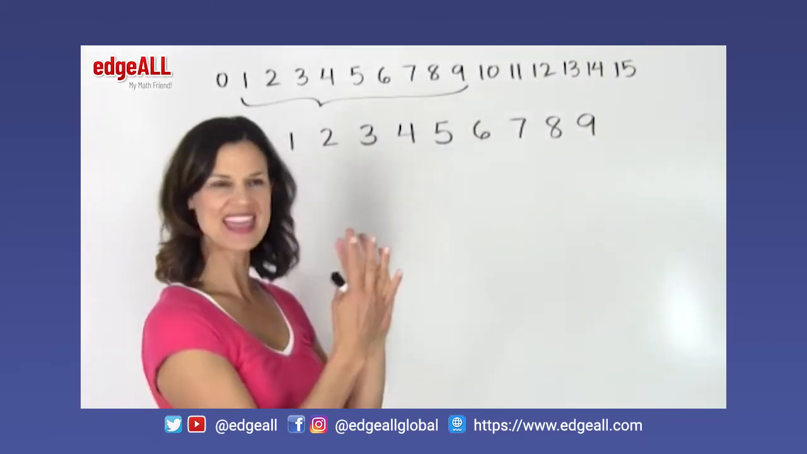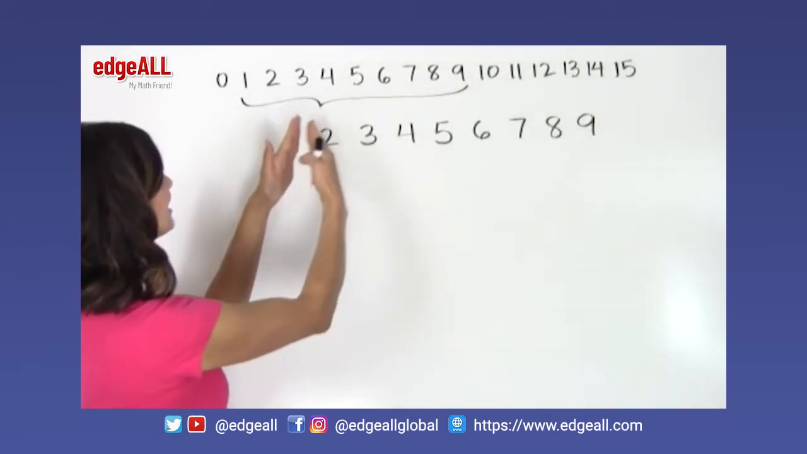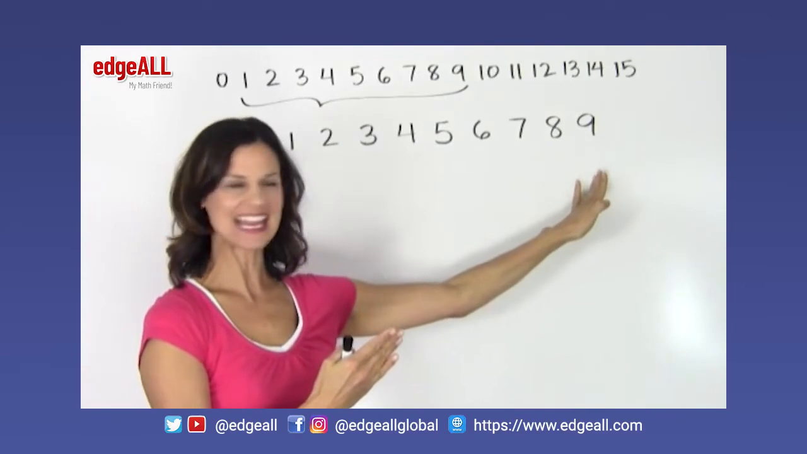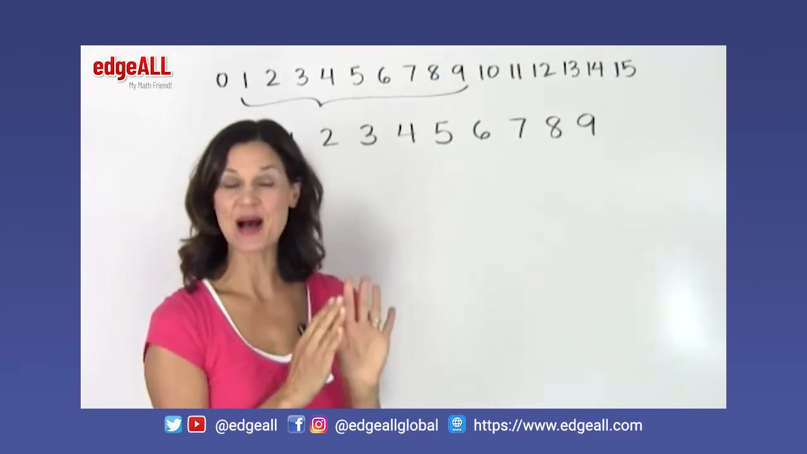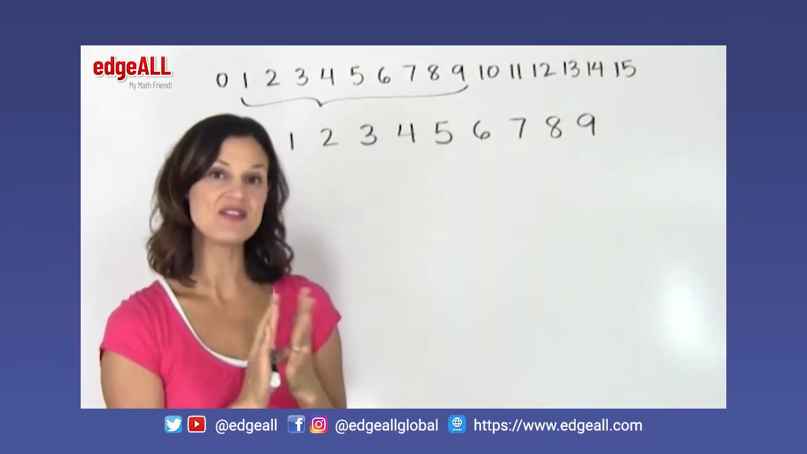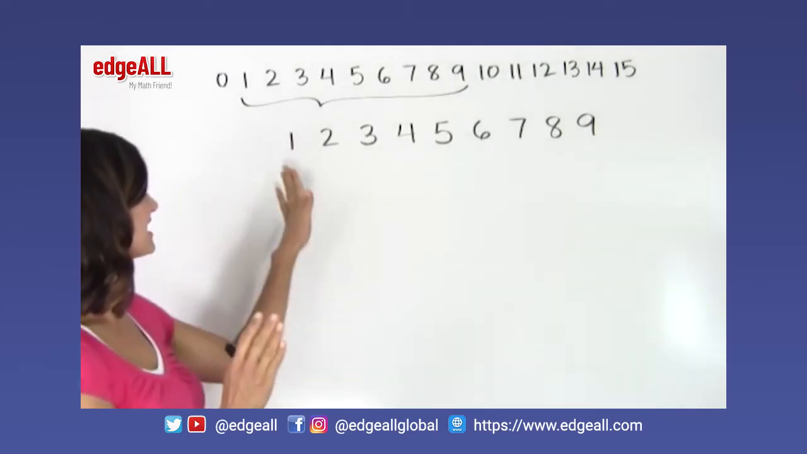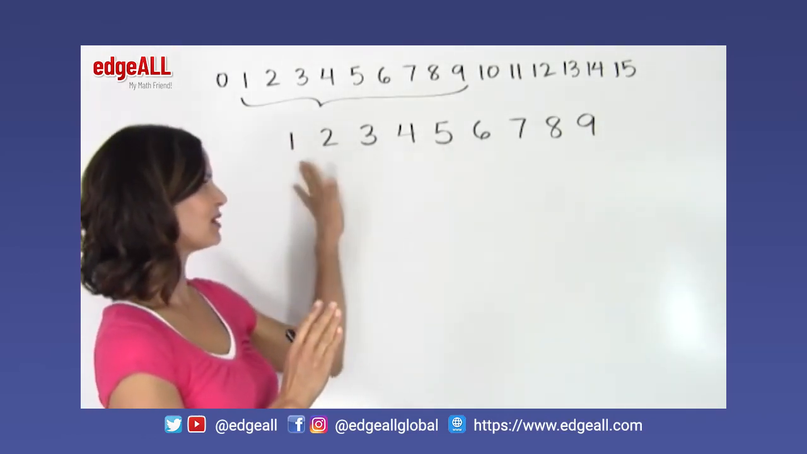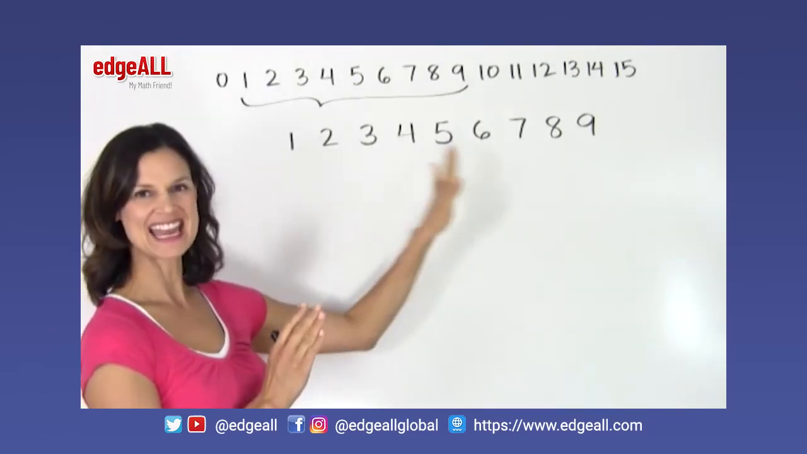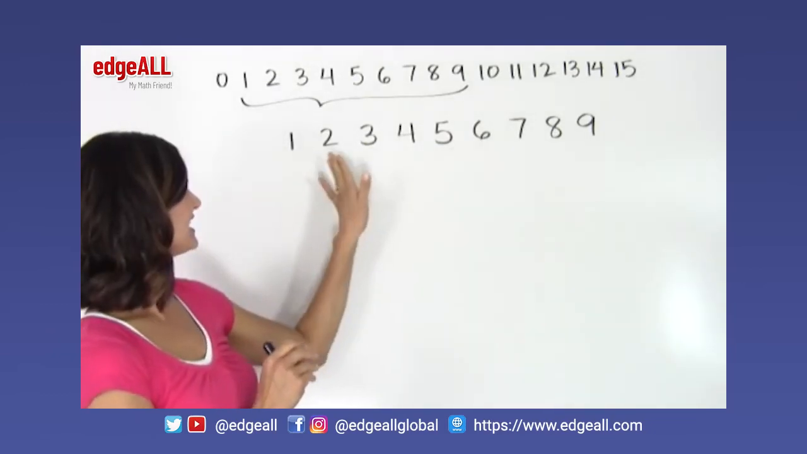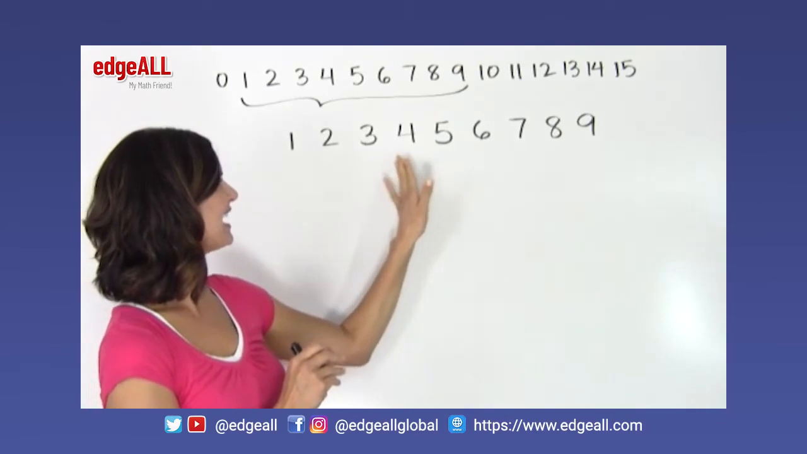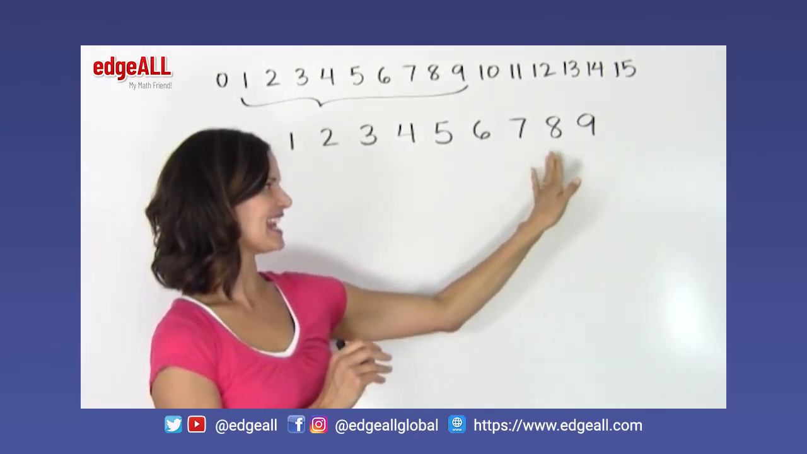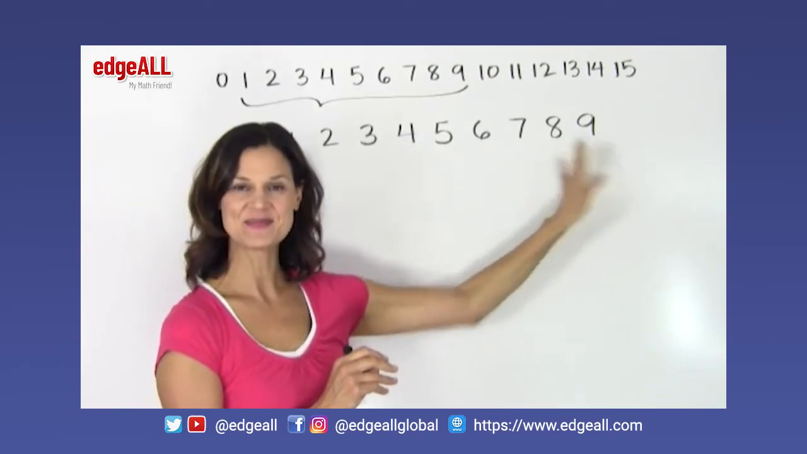Let's zoom in a little bit here on just the numbers 1 through 9, and we're going to look at a couple more examples of next and previous. So let's just concentrate here on these numbers between 1 and 9. 1, 2, 3, 4, 5, 6, 7, 8, and 9.